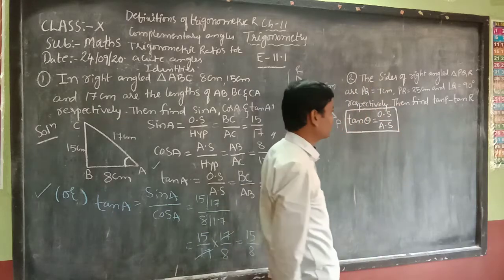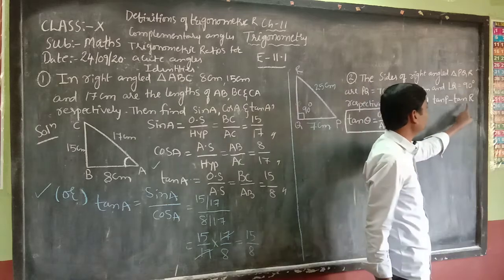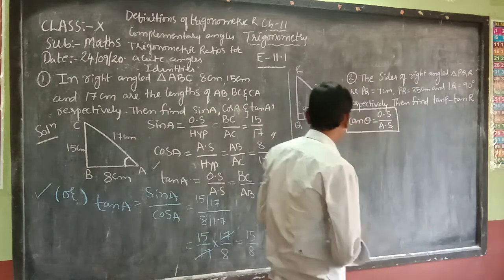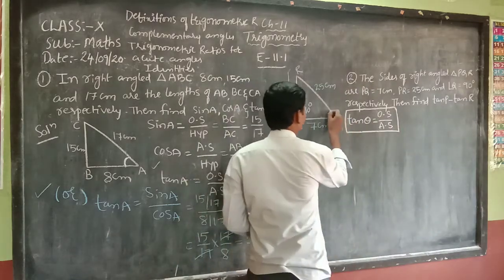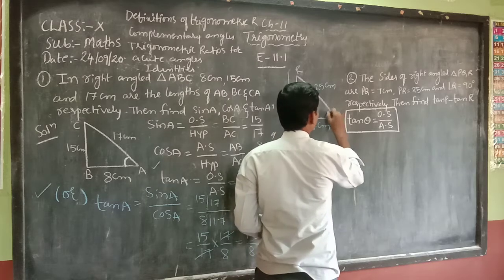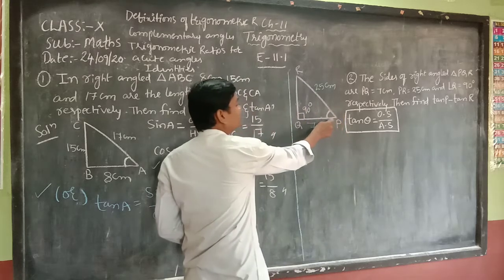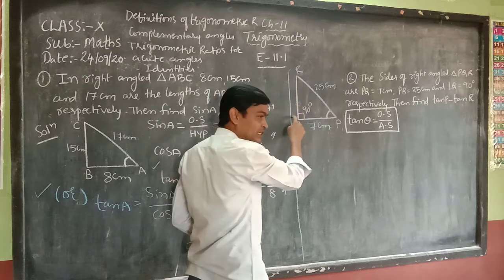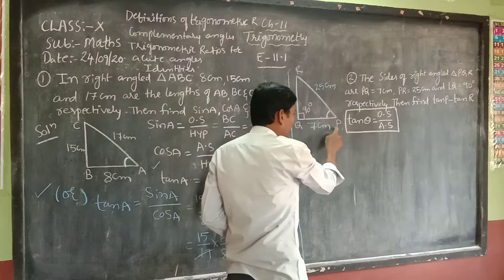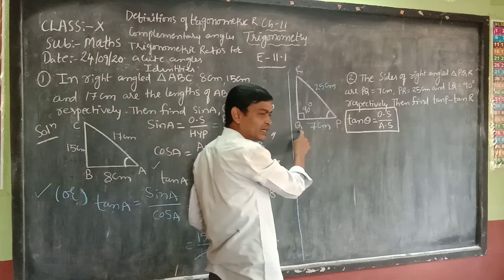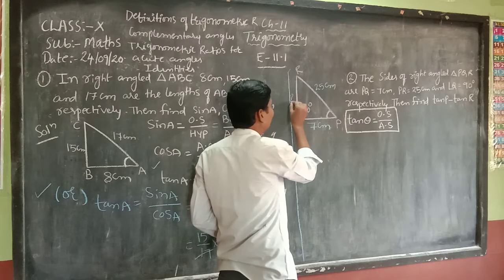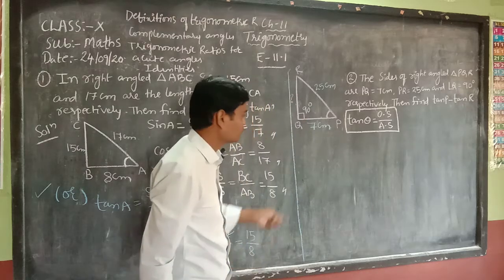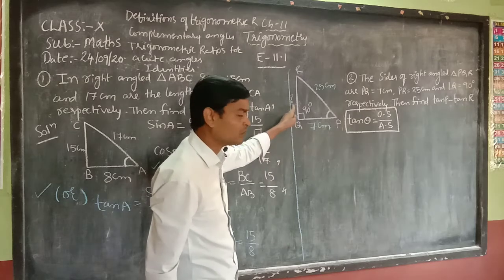Here two conditions are there. Tan P is given, tan R is given. If we consider the angle at P, this is the angle at P. What is the opposite side for angle P? QR is the opposite side. PQ is the adjacent side. But we don't know the QR value.